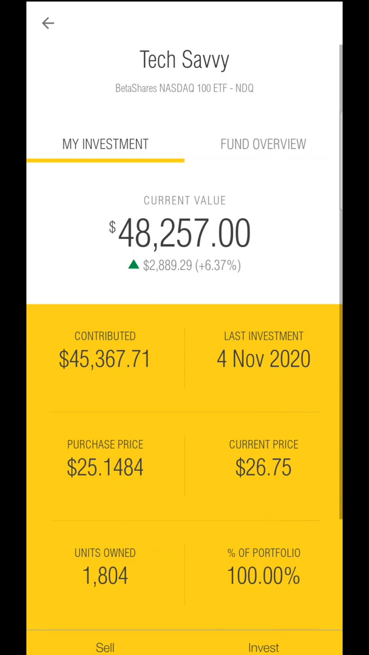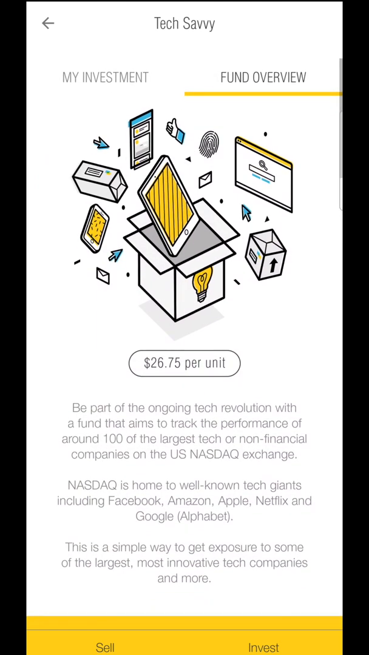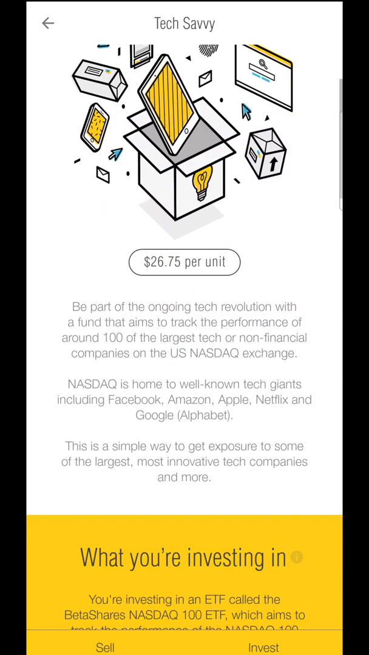On the My Investment page, you'll see how much I contributed, when my last investment was, my average purchase price, and the current price that the ETF is trading at. It shows how many units I own and the percentage allocation of my Commsec Pocket portfolio. So now going to the fund overview, you can see the current price of $26.75 per unit.